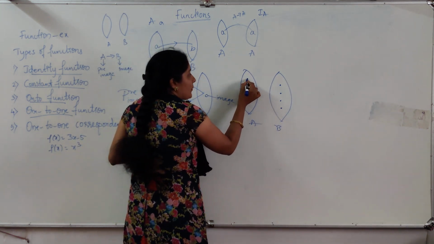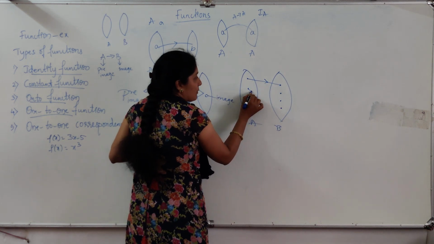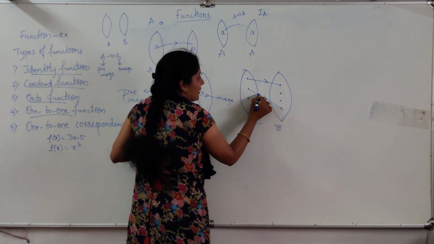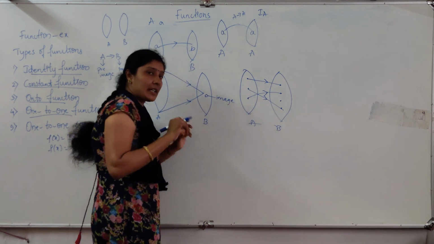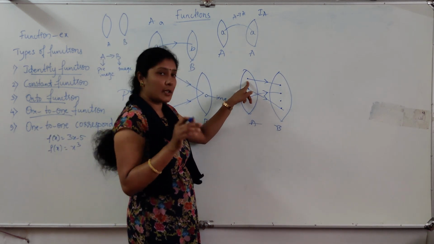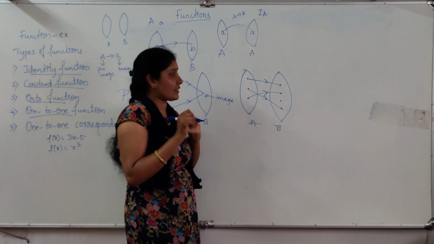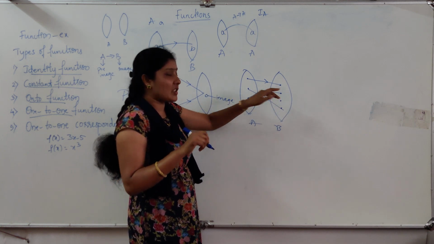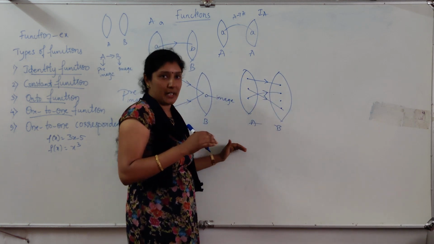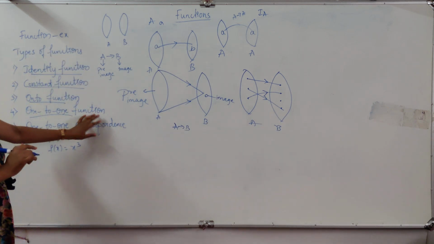So every pre-image is having a particular image. For example, this and this. What it indicates? There is a particular image for a particular pre-image, one to one, which is like dedicated, we can say. Means this image cannot be the image of any other element. Okay, so that is one to one function.